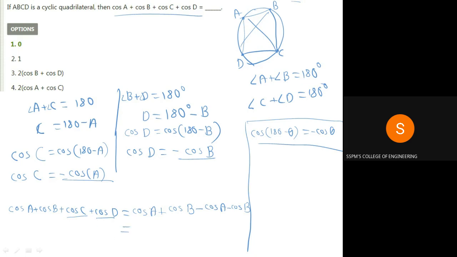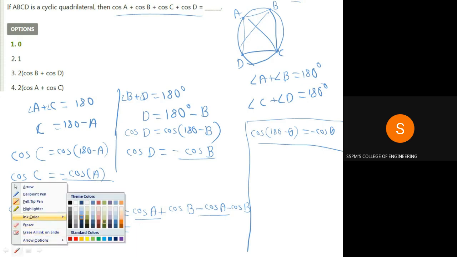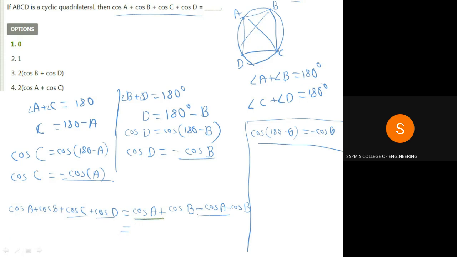So what will we see here? See, this is cos A, this is minus cos A. They will get cancelled. And this cos B and minus cos B, they will get cancelled. So cos A minus cos A is 0, cos B minus cos B is 0. Therefore, the ultimate answer is 0. So which option is correct? Option number A, or option number 1. That is the correct option.